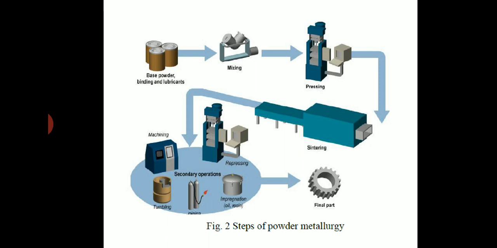These secondary operations may be machining, tumbling, or impregnation with oil. So any one or more of these operations are performed, and then the final product is obtained. So this figure shows the sequence of operations.